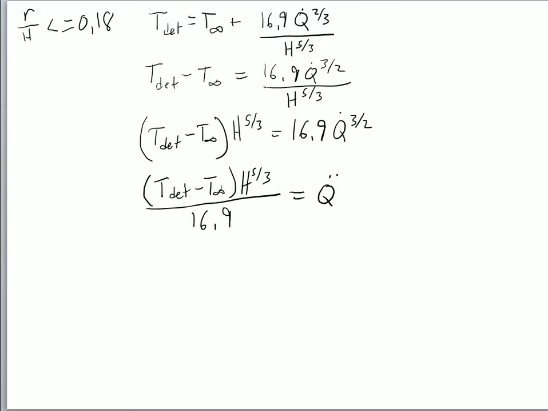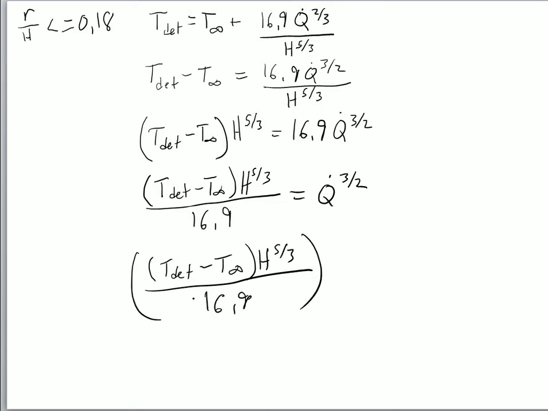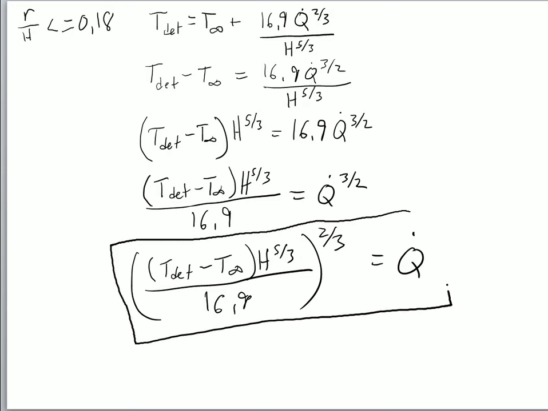So now it's going to equal Q dot to the 2/3 power. And when we have powers and we want to get whatever variable they're affecting by itself, we're going to flip the power and raise the other side to the inverse of whatever power we're working with. So we have T detector minus T infinity times H to the 5/3 over 16.9, this quantity raised to the 3/2 power, and that's equal to Q dot. So this is what we're looking for. Now we can solve for the heat release rate that will give this detector temperature.